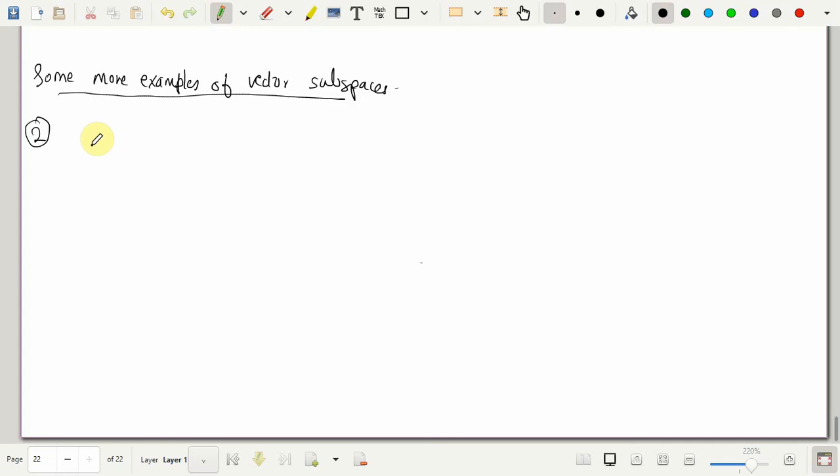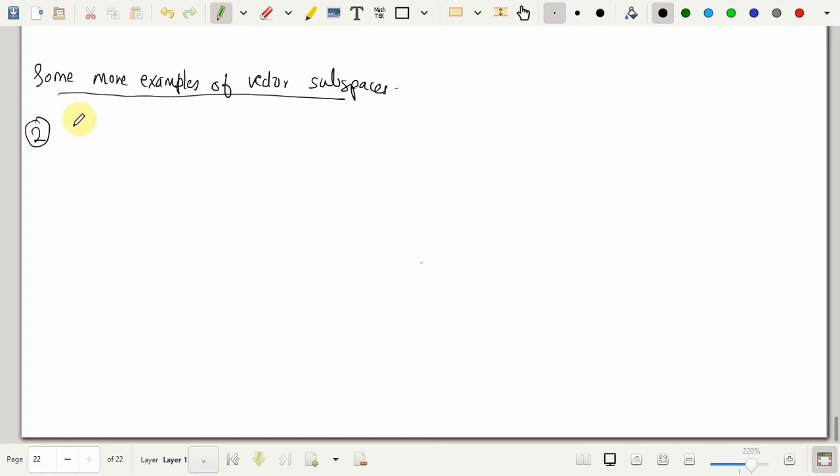In this lecture, we will discuss some more examples of vector subspaces. One common example of a subset is the symmetric matrices, if we consider a vector space as the set of all n cross n matrices under the standard addition and scalar multiplication of matrices.